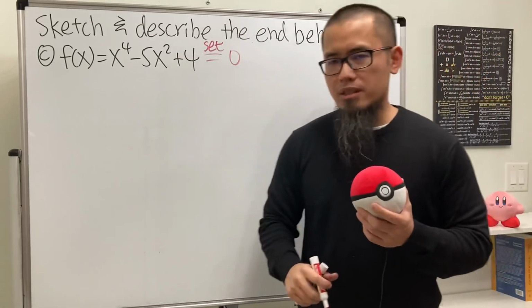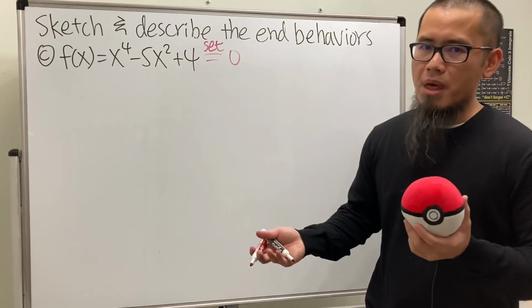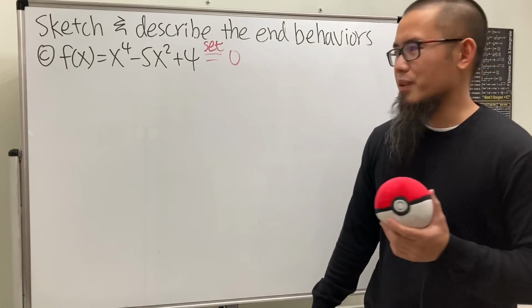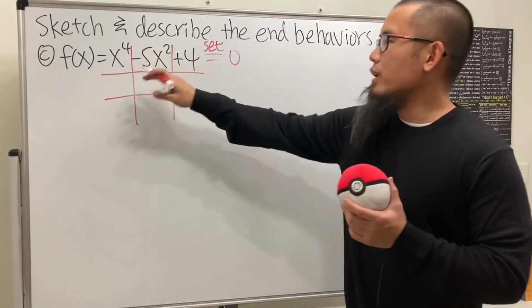And let me show you guys the tic-tac-toe method to factor. If you haven't seen this before, I think this is the time. But if you have your own method to factor, go ahead and do it whichever way that you prefer. Anyway, the tic-tac-toe method works perfectly when we have 3 terms.